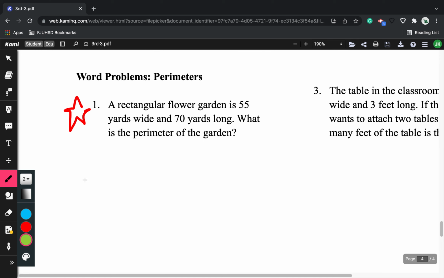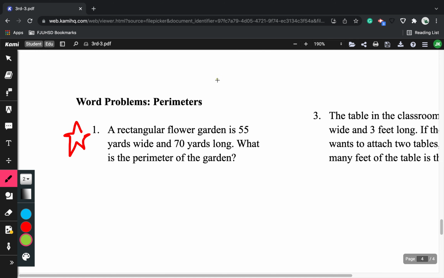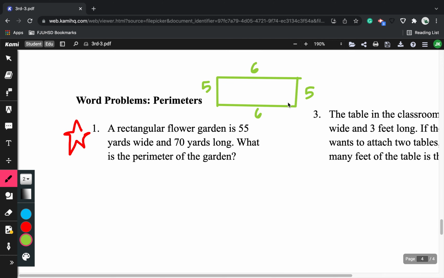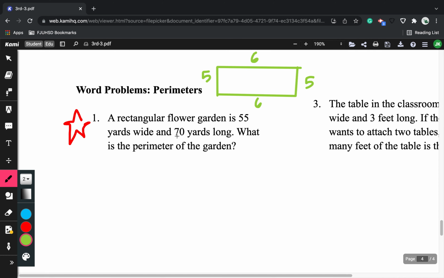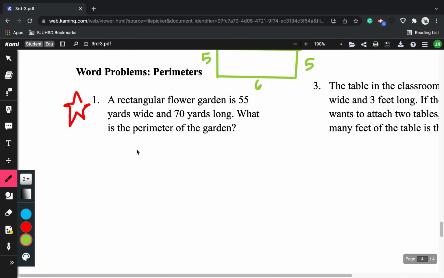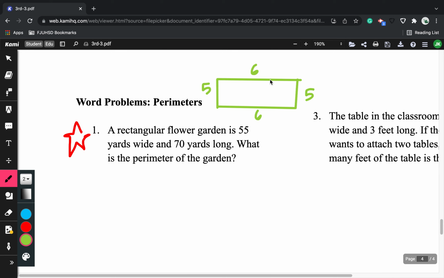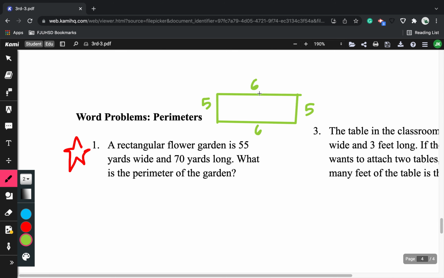Okay, perimeters. What perimeters are is basically measuring all the lengths. So what perimeter is, you're measuring the edges. Sorry about that, guys. So a rectangular flower garden is, okay, wait, I'm so off track right now. I am so sorry. So basically, perimeter is the measurement of the outside edge of a shape.